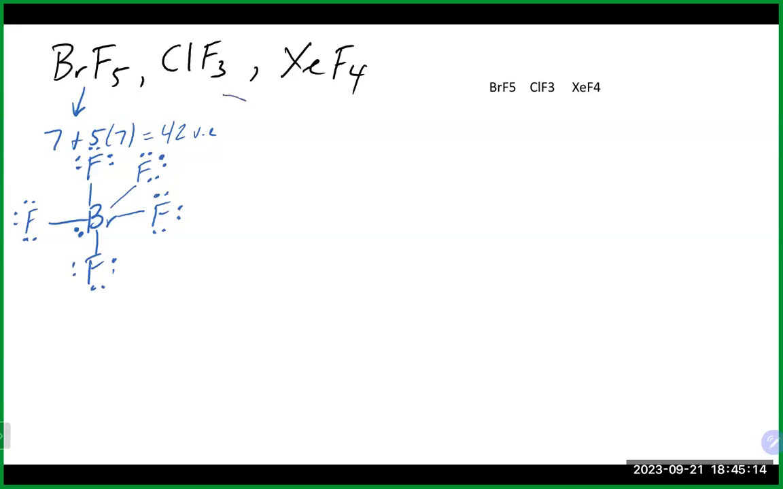Coming here to our next one, that's going to be 7 plus 3 times 7. It's going to be 28 electrons. In this case, once again, chlorine being the least electronegative goes in the center, and we're going to do fluorine on the outside. We're going to do our single bond to each. So that's 2, 4, 6 electrons. 22 more to go. So that is 2, 4, 6, 8, 10, 12, 14, 16, 18. At this point, we have attached 24 electrons. We have four more to go.